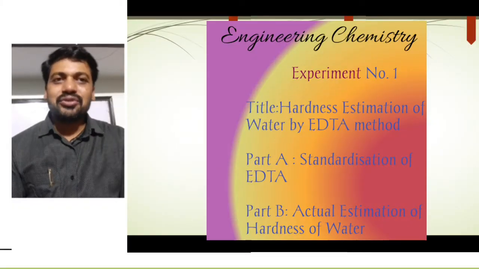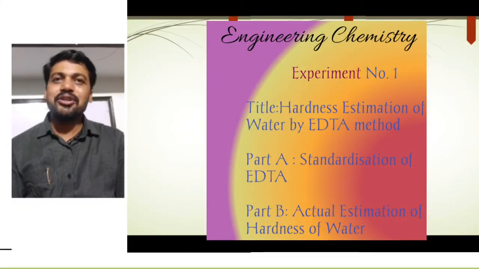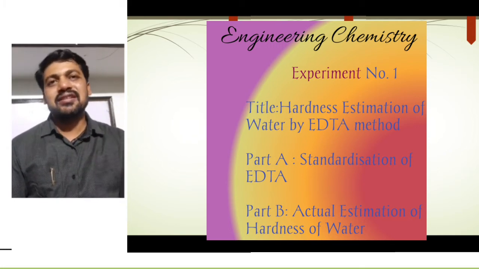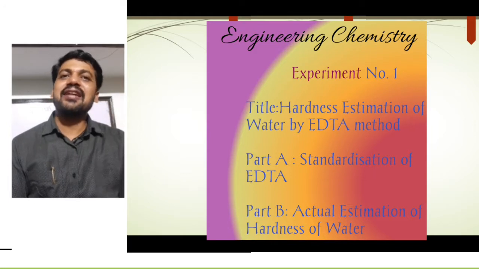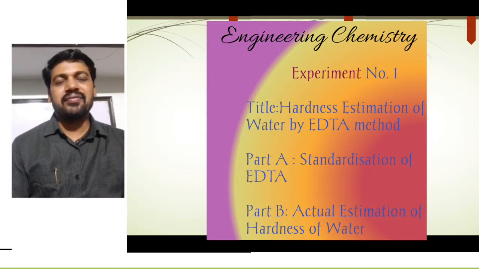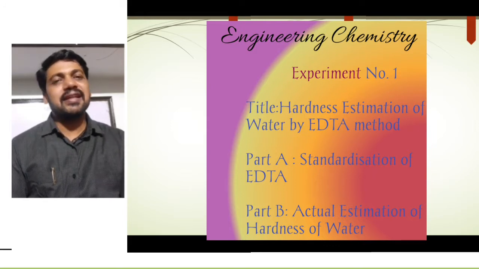About the experimental procedure for determination of the hardness. It belongs to two parts. First one is the standardization of the EDTA by using ZnSO4 as a primary standard, and second half is the actual estimation of hardness of the water sample by using the EDTA. Let us discuss that experimental procedure.